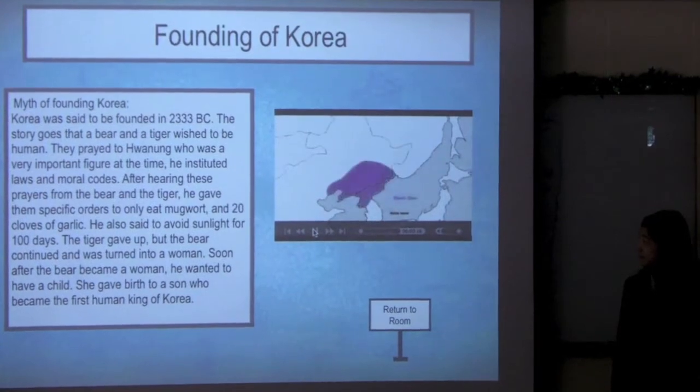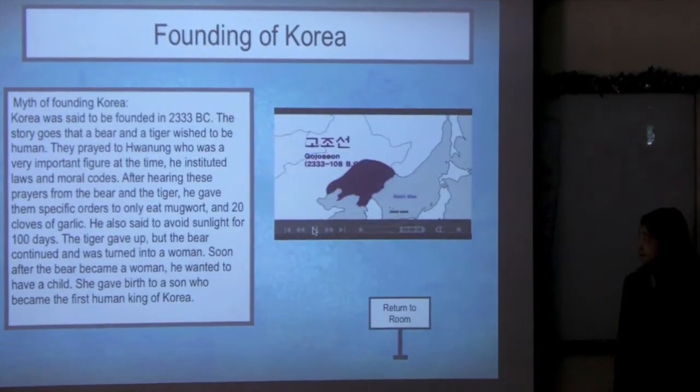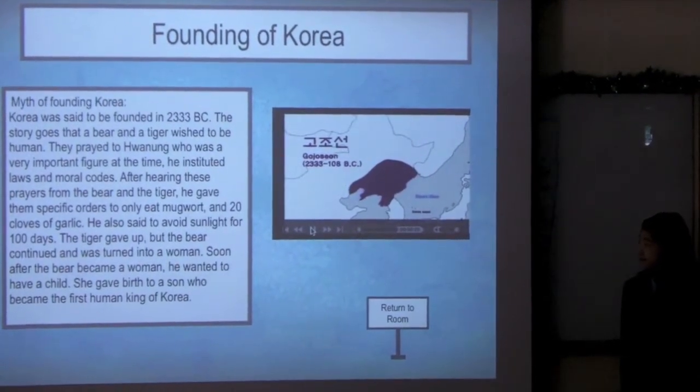Established in 2333 BC, Gojoseon was the Koreans' first state.